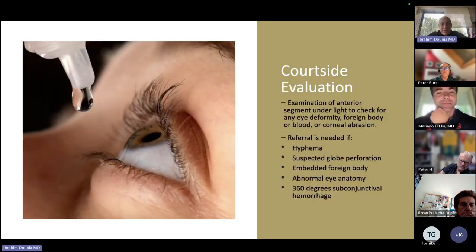The way we put the eye drop, we let the player look up. We can pull the lower eyelid a little bit without pressure and put the eye drops. When we put it, we examine the anterior segment, the cornea, and see if there is blood, as we talked about. We refer if there is blood in the anterior chamber.